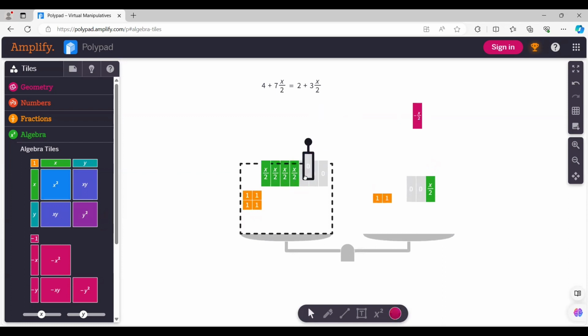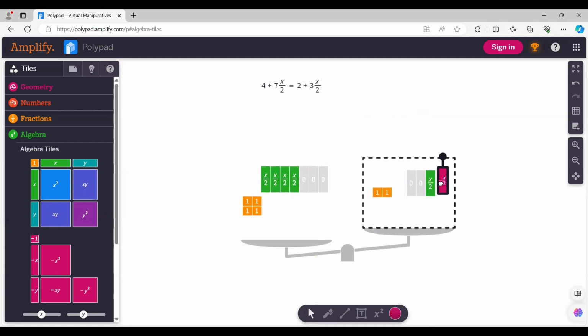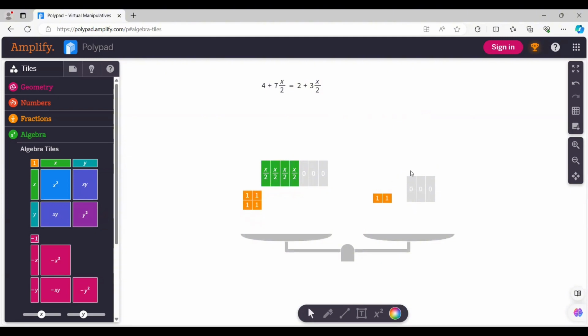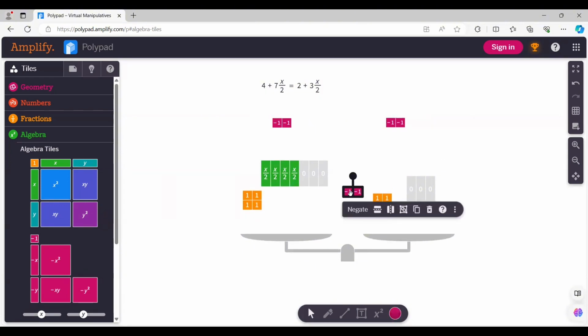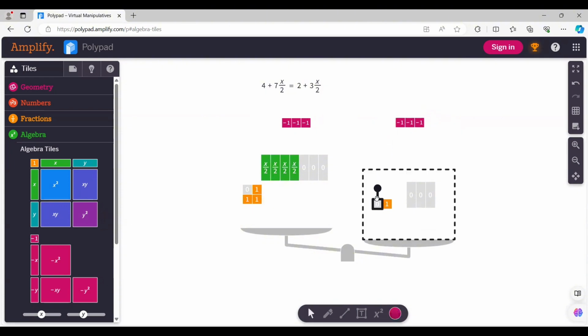The reason we put 3 groups of minus x divided by 2 is because on the right hand side we have 3 groups of this, so we need to cancel it. After we cancel the x divided by 2, we need to cancel the number. For the number, we need to cancel the number on the left hand side, because on the left hand side we need to isolate the x divided by 2. So again, we put one by one.